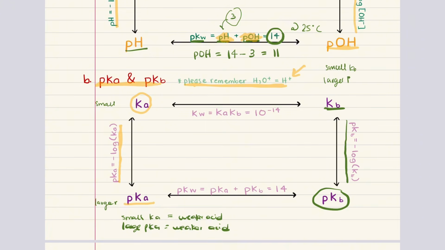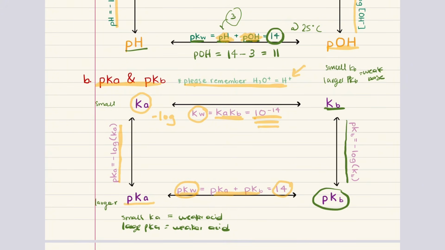Conjugate acids and bases are linked through water's autoionization, so their equilibrium constants are also linked. Ka multiplied by Kb equals Kw, which is the water dissociation constant. Taking negative logs of both sides gives the relationship pKa plus pKb equals pKw. At room temperature, pKw is 14, so pKa plus pKb must equal 14 for any conjugate acid-base pair.